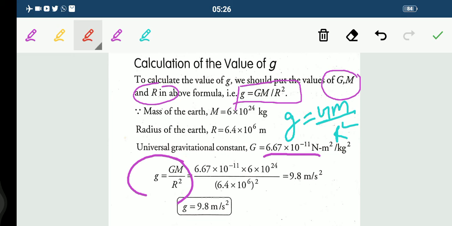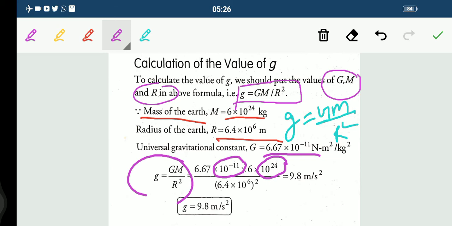Next, the value that you need to put is the mass of the earth, that is 6 into 10 raised to power 24. And the radius of the earth is 6.4 into 10 raised to power 6. You have to learn all these values, Vijay. Now what you need to do is to solve the things. Fine. So the powers can be separated out. Fine. You have to multiply them.